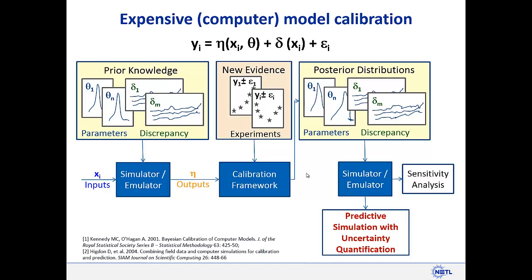Essentially the prior knowledge and the inputs go into the simulator, and it produces the output. So you run the CFD model, you get the bubble frequency as an output, and then you can use the calibration framework and come up with this posterior distribution. And once you have these posterior distributions, you can use your simulator to do predictive simulation.